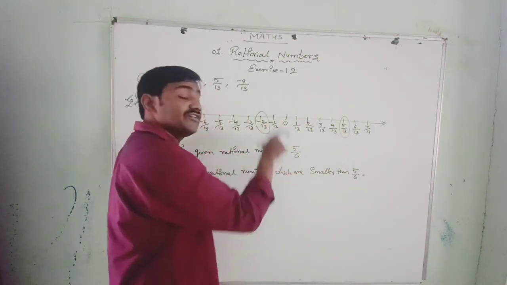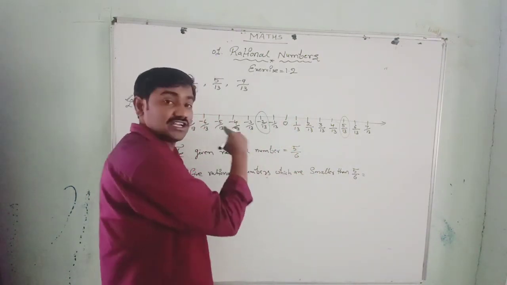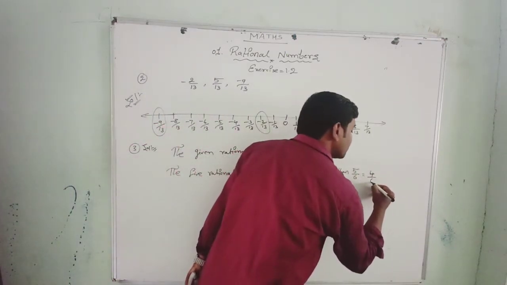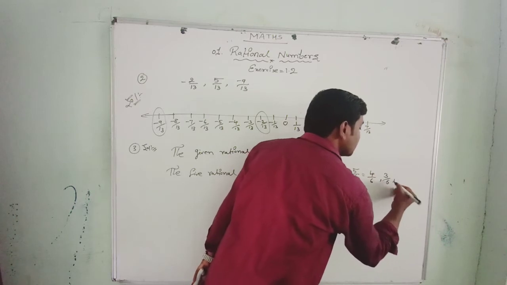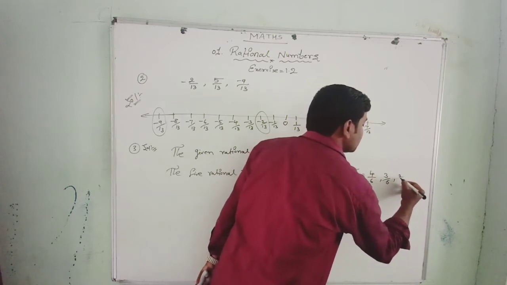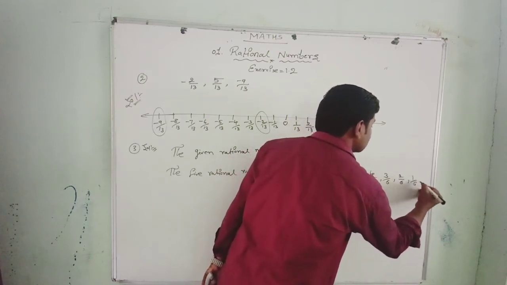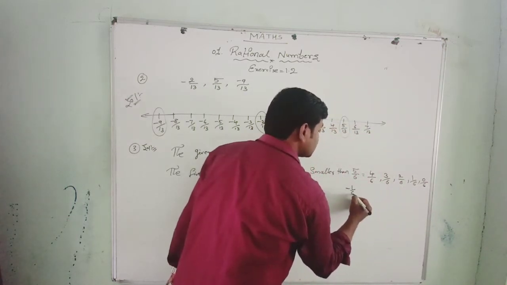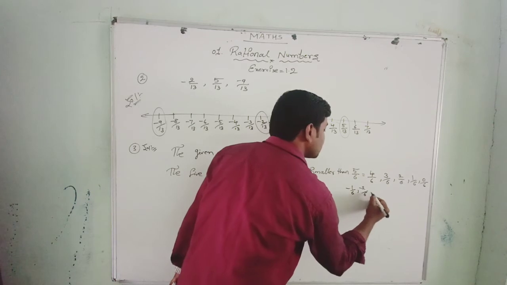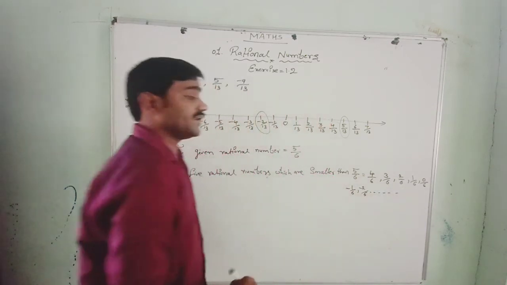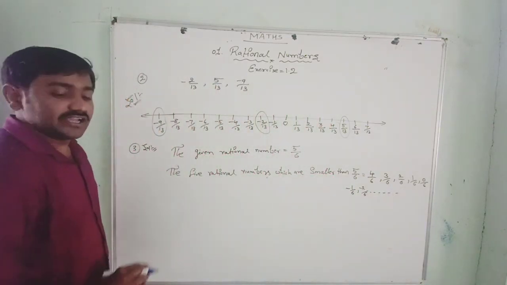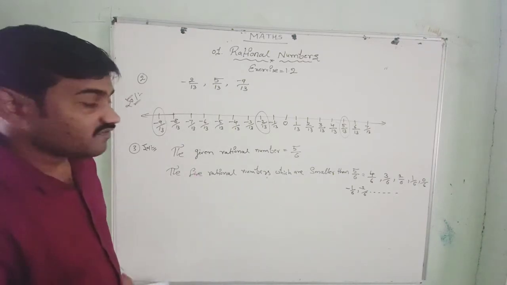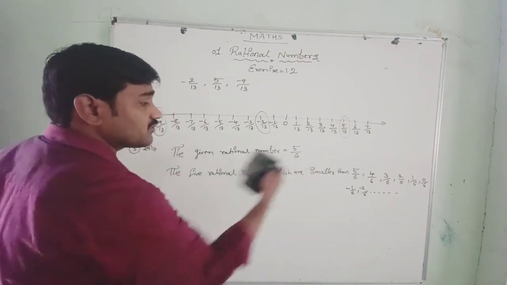How many can we write? Infinitely many rational numbers smaller than 5 by 6 we can write. It is 5 by 6, no? You write like 4 by 6, 3 by 6, 2 by 6, 1 by 6, 0 by 6, minus 1 by 6, minus 2 by 6, and so on. You can write infinitely many rational numbers which are smaller than 5 by 6. We can also write the negative rational numbers.